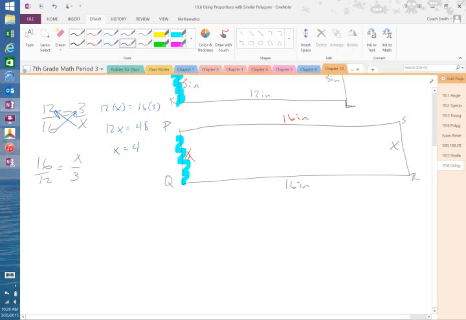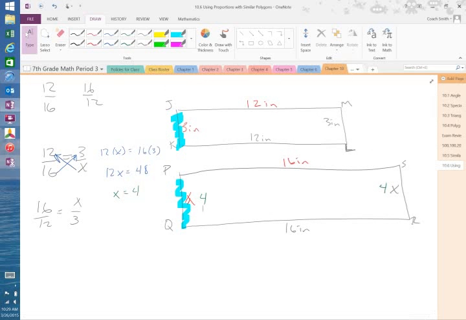Anybody not understand how we got the 4? If you don't, let me know and I'll be glad to show you why it's 4. But at this point, we ought to have that pretty much down. So the missing side then is 4. It would be 4 on both sides. That looks like 4x, so let me do it that way so it doesn't look like 4x.